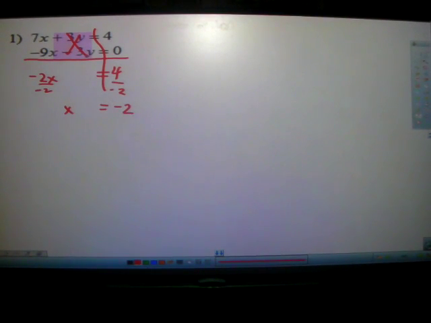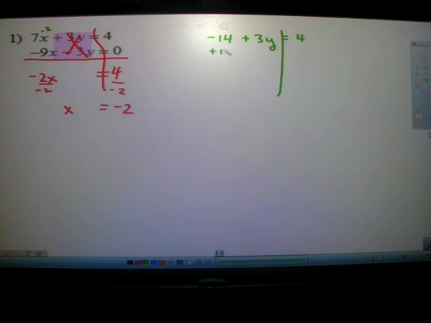Now that's one of my answers, and what's a little different about this one than a lot of the other ones that we've done is I actually have the x here. So I've got to make sure when I plug it in that I actually plug it in for the x. I'm going to use my top equation. The top one here, the x is negative 2, so I have 7 times negative 2. That's negative 14 plus 3y equals 4. And now when I solve this, I'm going to go ahead and get my other answer.